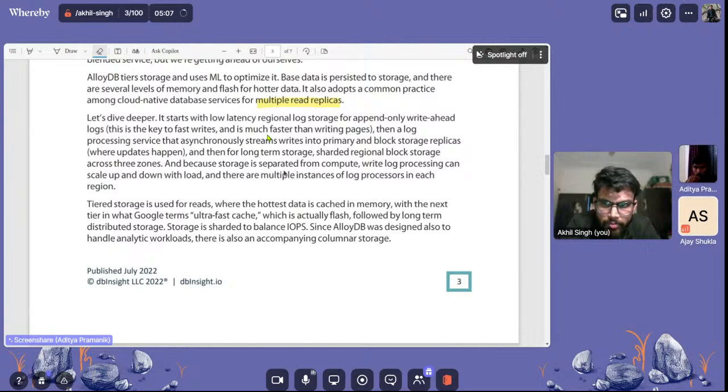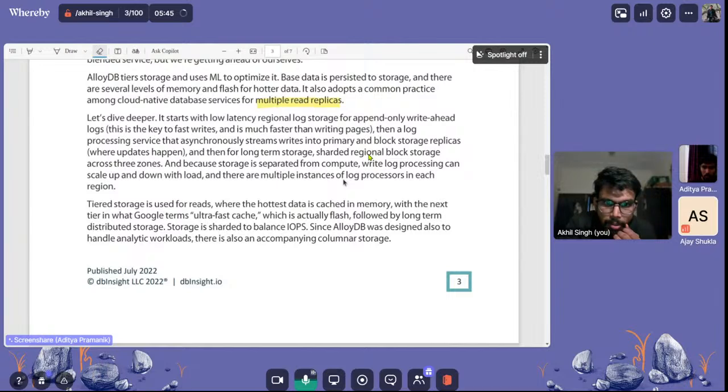I'm not sure about this one. Can you shed some light on this second line? Then a log processing service that asynchronously streams writes into primary and block storage replicas where updates happen, and then for long-term storage. Is it talking about the logs of the system or something else? I guess if it is streaming asynchronously and writes into the primary, it is logs actually. System logs. The database logs.